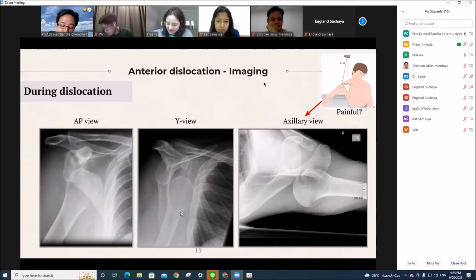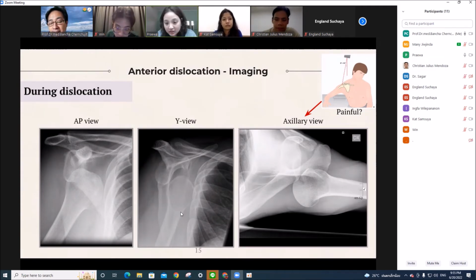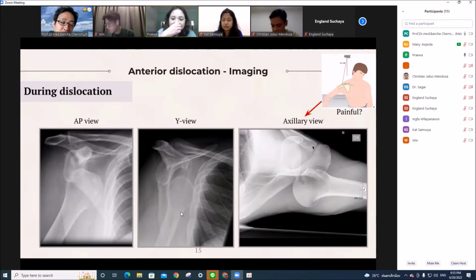Where is the coracoid process? It's on the other side. The coracoid process is up there. Where is the coracoid process? Where is the clavicle? Is the clavicle in front? Yeah. So in this one, did the head move to the back or to the front? To the back. It's moved to the back, right? Yeah. So this is posterior dislocation. Right, the picture is wrong. Yeah, no problem.